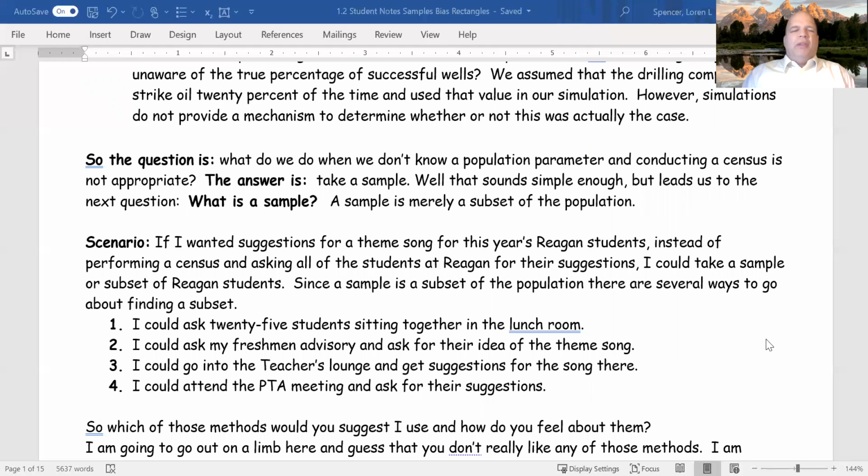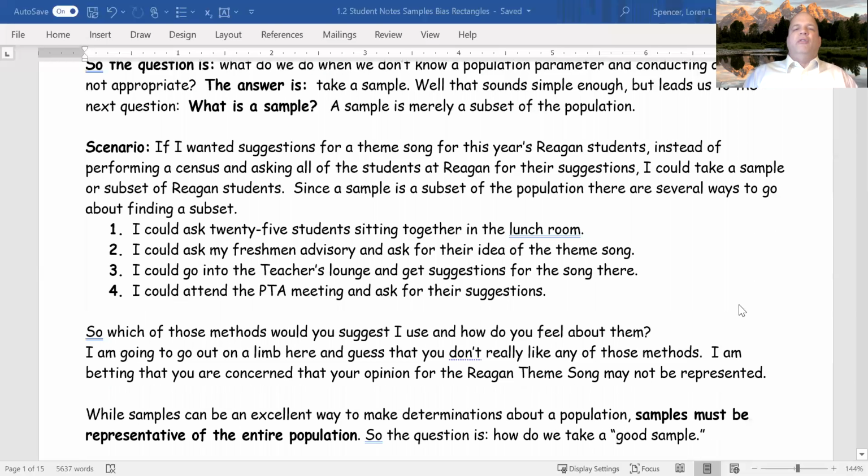And how would y'all feel about that? What would be the problem if I asked the freshman advisory? Well, you're right. It didn't represent sophomores, juniors, and seniors, and we're not even sure they're really people when they're freshmen. So that's probably not represented. Your 25 friends at the lunchroom are likely to have the same ideas as you are. I could go to the teacher's lounge, and I'm sure the teachers would be happy to give me some idea, or maybe the PTA moms might be a good way. And the answer is no, they're not representative. None of those are great ways.